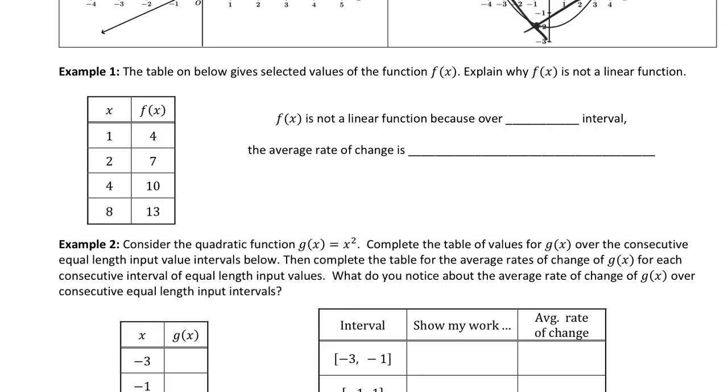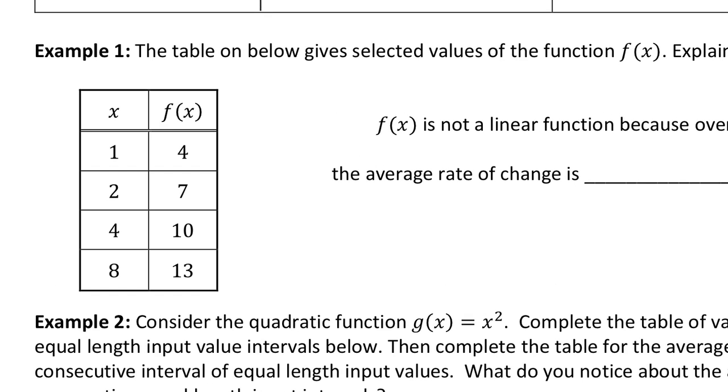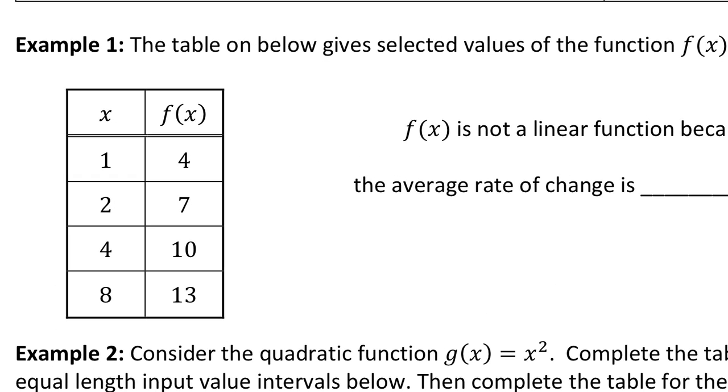However, what we can do is compute the average rate of change for each of these. The average rate of change is the slope of the secant line between these 2 points, which means we would put the outputs over the inputs. 7 minus 4 over 2 minus 1. Let's use our brain for this one. What is 7 minus 4? 3, and 2 minus 1. So my slope here is 3.